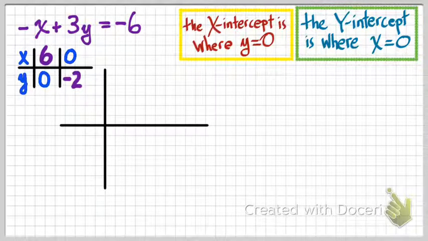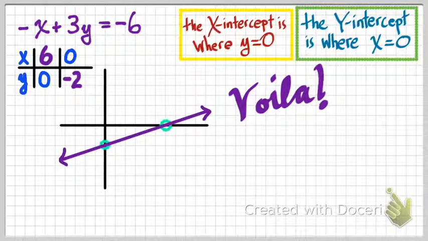Now I'm ready to graph the line. There's my x and y axes. I'm going to mark off the x-intercept and the y-intercept. There they are, 6 and negative 2. And I draw the line, and voila. That's all I need to do. 2 points. That's good enough.